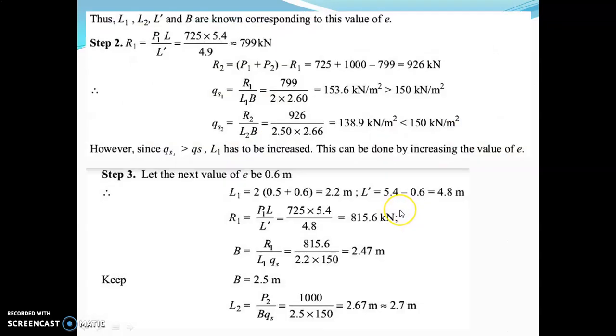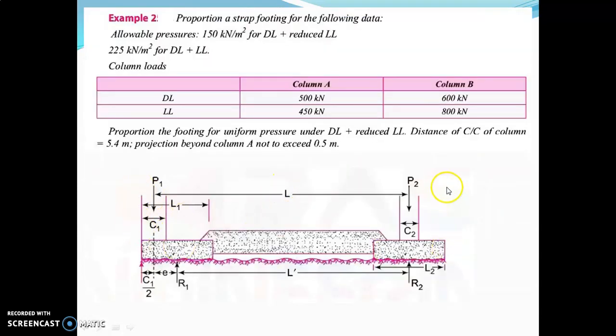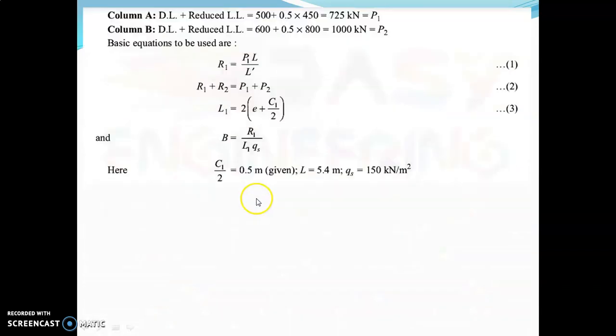Okay, so mainly what you have to do, this is the standard figure, like this only. Load is acting here, P1, P2, this is C1, C2, R1, R2, and this is C1 by 2. Here this is C2 by 2. Here you can consider eccentricity here also, no problem. In this problem it is considered eccentricity here. So L is this one, L dash is L minus E. Okay, then use all these formulas: R1, R1 plus R2, L1, B, everything.